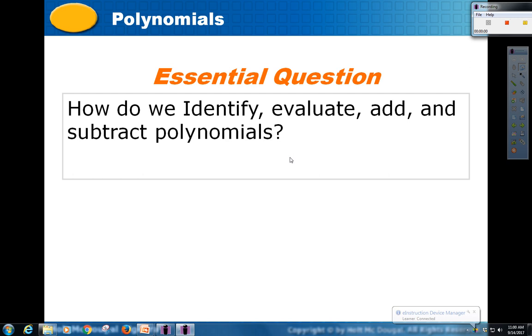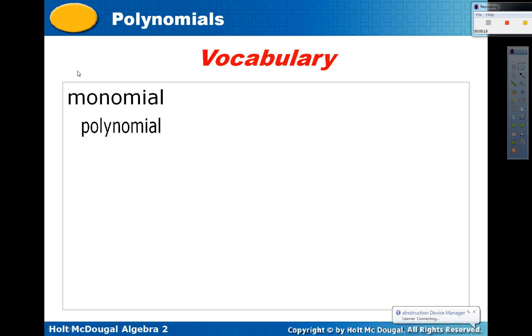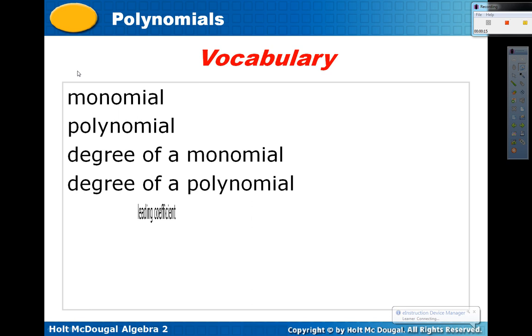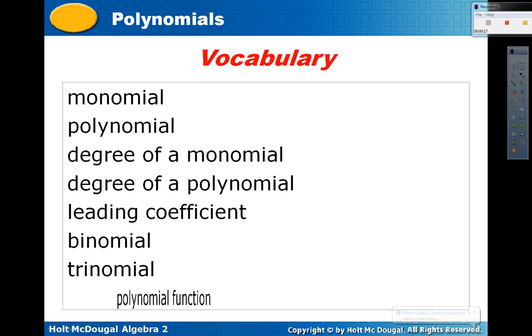Alright guys, your essential question for today is how do we identify, evaluate, and add and subtract polynomials? But for this lesson, guys, we're only going to be talking about how do we identify polynomials. Alright, so here's some vocabulary words. Monomial, polynomial, degree of a monomial, degree of a polynomial, leading coefficient, binomial, and trinomial.